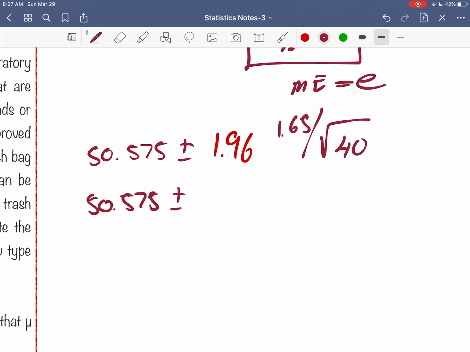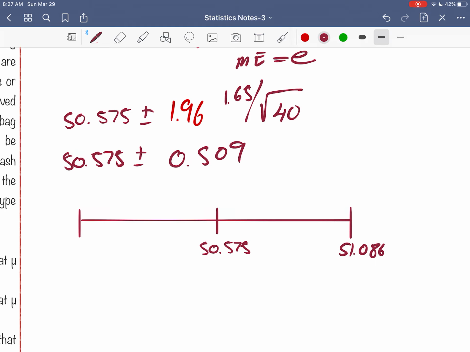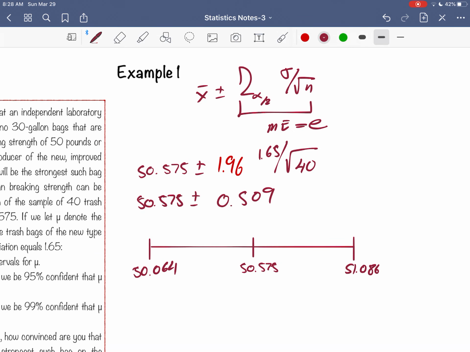And I calculated the margin of error as 0.509. Check my math just in case, which gives me a confidence interval that looks like this. So obviously the center is going to be 50.575. The upper limit is going to be 51.086, and the lower limit is going to be 50.064. Okay, so that is your confidence interval at the 95% confidence level.